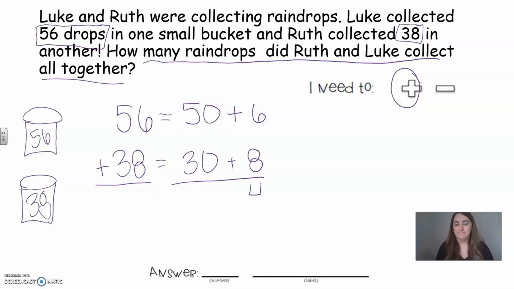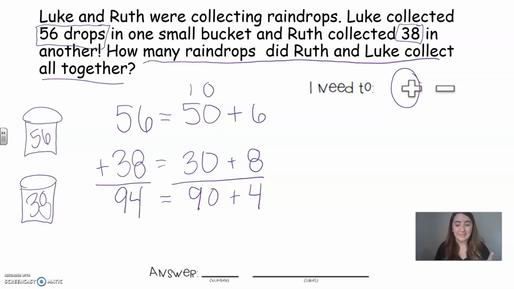14. So bring your 4 down and carry your 10. 10 plus 50, 60. 60 plus 30, 90. Bring down your plus and your equal sign. 90 plus 4 equals 94.